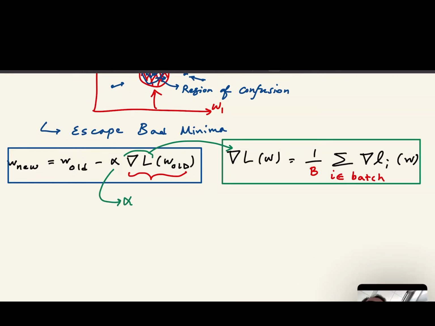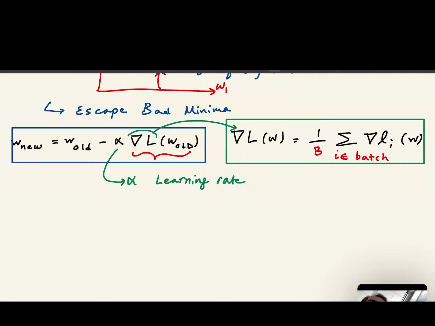Alpha, or the step size, is also known as the learning rate, and it controls how big the steps are. Typical learning rates are values between very small values and 0.1. If I want to give you a rule of thumb, I would start with 0.01 and then adjust based on the behavior of my training.